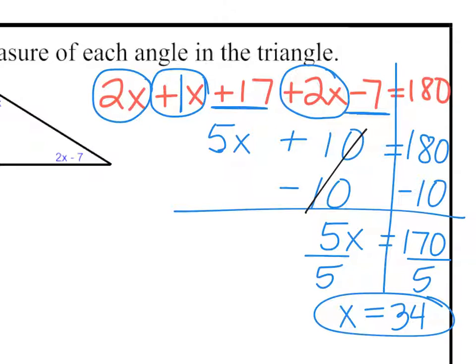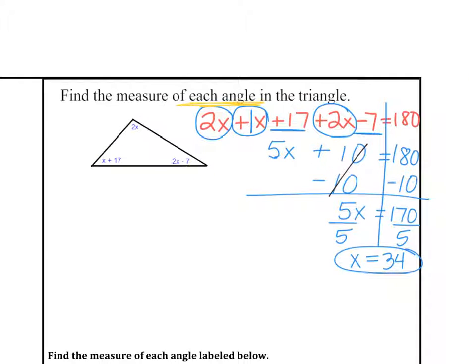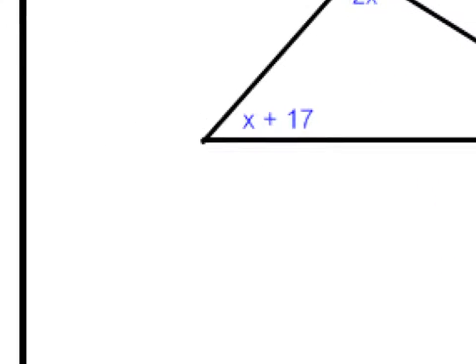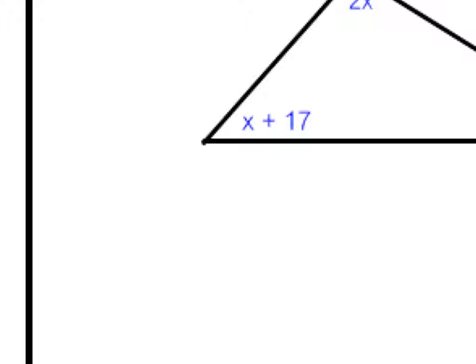So that's the first part of this problem. Remember, you're not done though. I want each angle. So you have to take 34 now and put it back in. Plug it in for x. So we're going to start with x plus 17. This is not being multiplied. I'm just going to replace x with 34.